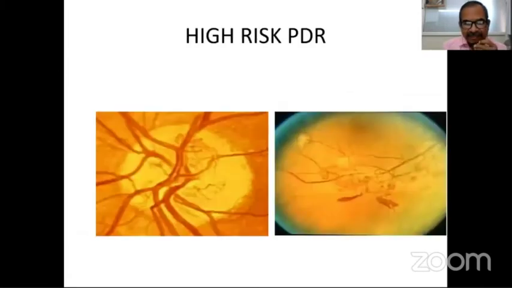What is high-risk PDR? All of us know what is high-risk PDR and its classification. See, whenever there is a new vessel over the disc which occupies more than 1/3 of the disc diameter, associated with vitreous hemorrhage or pre-retinal hemorrhage, it is called high-risk PDR.